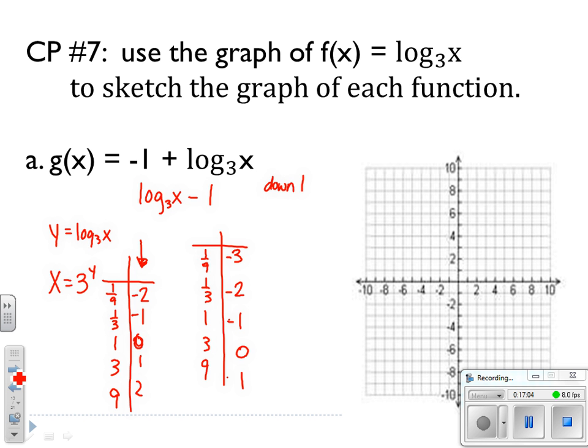So at 1/9 I want -3. Close to that. And -2 at 1/3, so in just a little bit. 1 is -1, 3, 0, and 9, 1. And there's my curve. Okay.